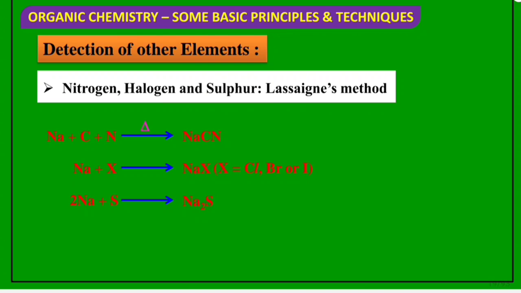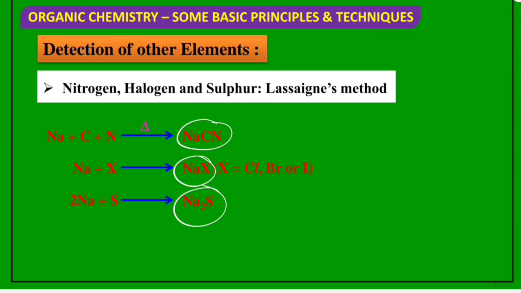Now, detection of nitrogen, halogen and sulfur by using Lassaigne's method. Sodium, carbon and nitrogen form sodium cyanide. Sodium with halogen forms sodium halide. Sodium with sulfur forms sodium sulfide. These are in the sodium fusion extract.